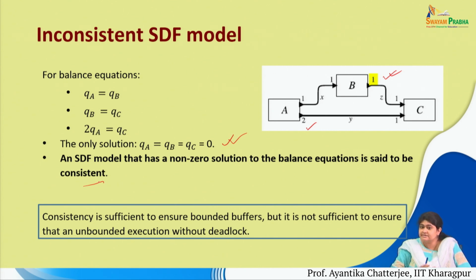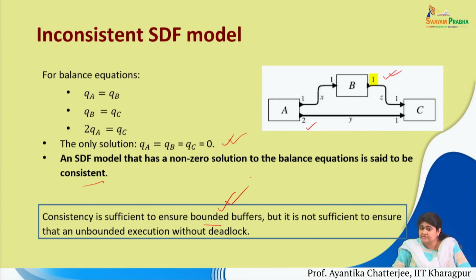So, consistency is sufficient to ensure bounded buffers. That means, if we are deciding the scheduling policy in such a way that we get some non-zero solution as per the tokens getting generated, tokens getting consumed, the number of actors we have, and the number of firings we are considering, all these facts, okay, if we are getting a non-zero solution, we can ensure that we can handle the problem with bounded buffers.